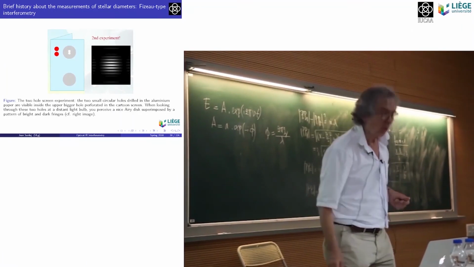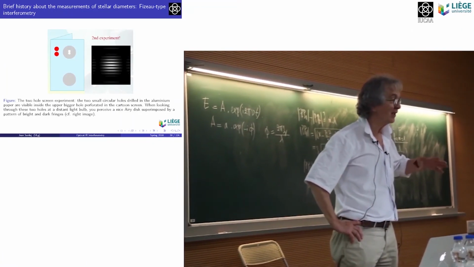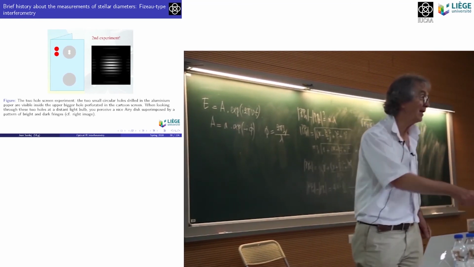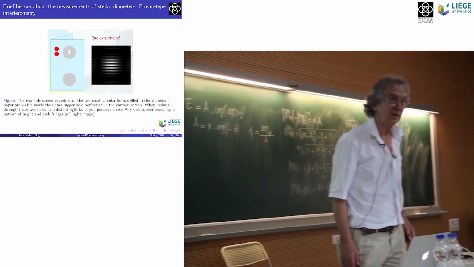And now, what's amazing, I have a question for you. Everything I've told you until now was for monochromatic light. But this is not monochromatic light. It's white light. Why does it work?